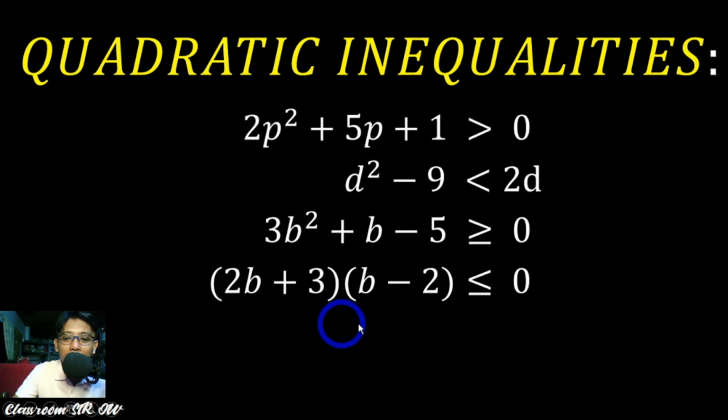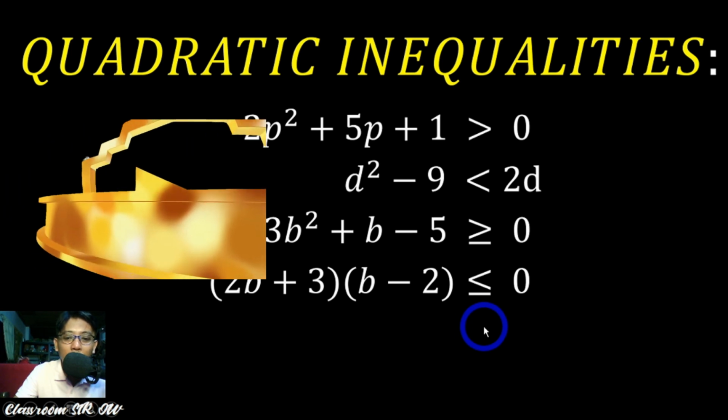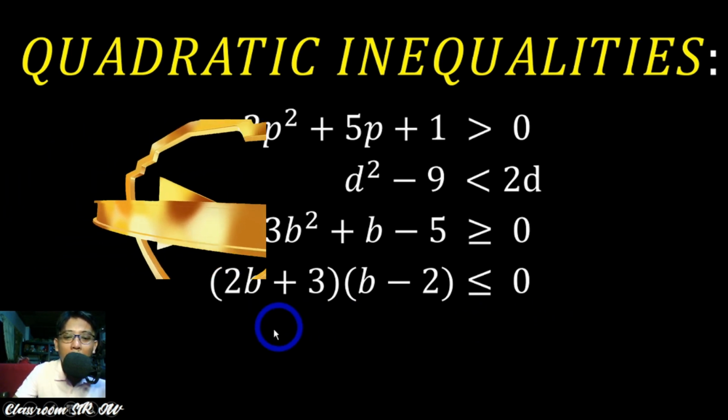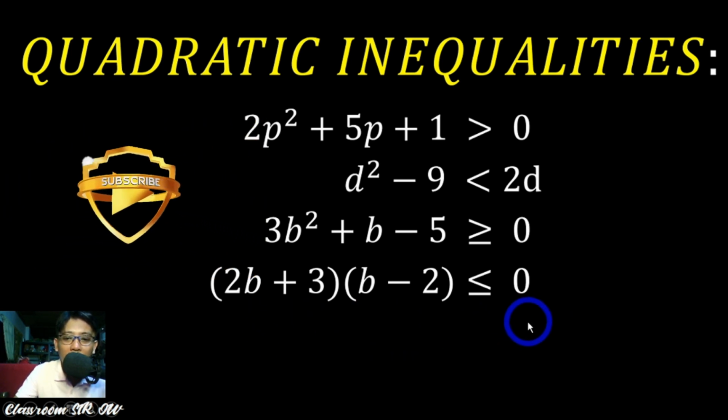So in this last example, if you notice, 2b plus 3 times b minus 2, if you multiply this by the use of the FOIL method, you will arrive at a degree 2, and it uses less than or equal to. So therefore, this is an example of a quadratic inequality.